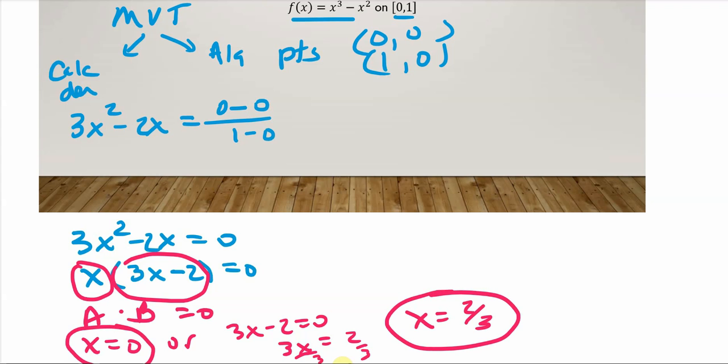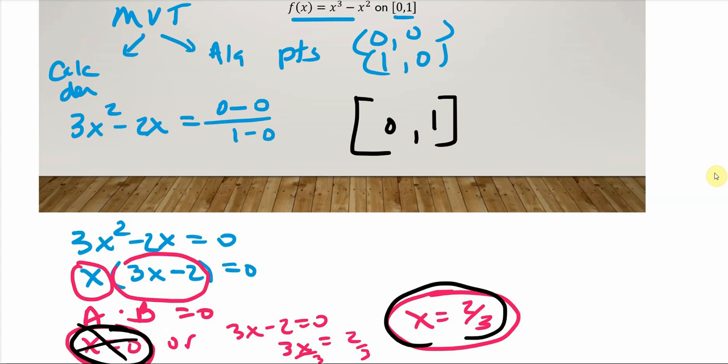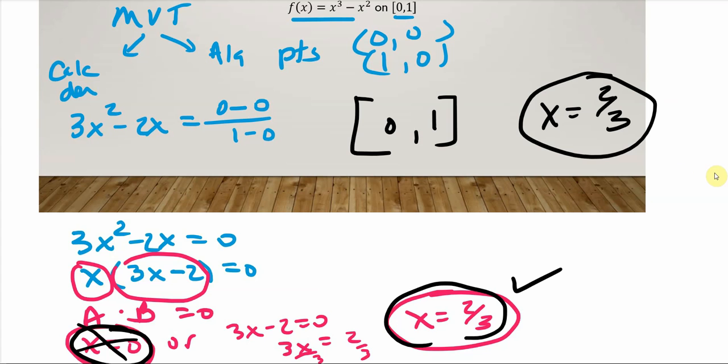Now, let me ask you this. In order for it to satisfy the mean value theorem, it has to be between the endpoints. So my interval is from 0 to 1. And this guy here, he's an endpoint. So this guy does not satisfy my mean value theorem. This one is the one that satisfies it. So x equals 2/3 satisfies the mean value theorem. Okay? And that concludes my video.